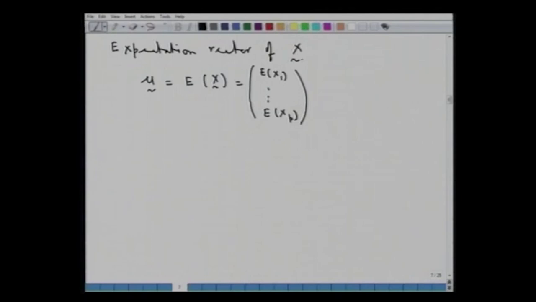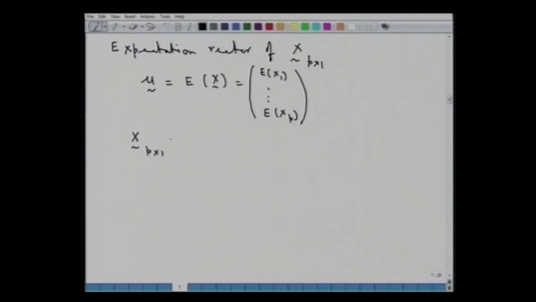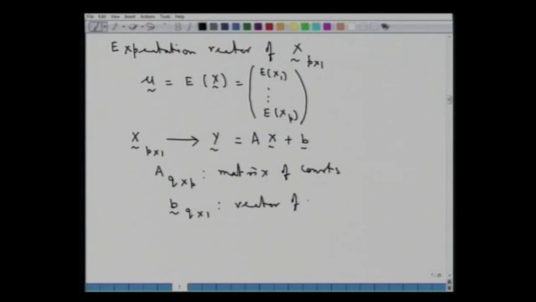Now, given the information that x is a p-dimensional random vector with an expectation vector mu, suppose we make a transformation from this p-dimensional random vector to a random vector y, which is given by Ax plus b. Here, the A matrix is a q by p matrix of constants, x is p by 1, so this component is q by 1. And b is a q by 1 vector of constants. We take this A matrix and this b vector to be non-stochastic elements.